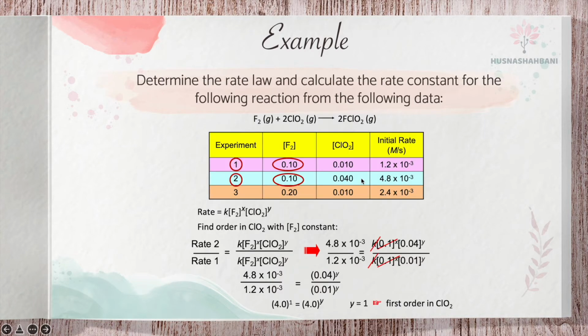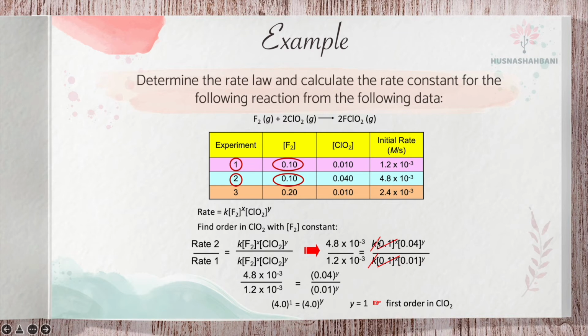And then usually the larger value of rate of reaction will divide by the smaller value. So experiment rate 2 divide experiment 1. So rate 2 over rate 1 equal, so whatever rate law for experiment 2, substitute. So here 4.8 times 10 to the power of negative 3 equal K 0.1^x 0.04^y, and then here the rate law for experiment 1, 1.2 times 10 to the power of negative 3 equal K 0.1 to the power of x 0.01 to the power of y.